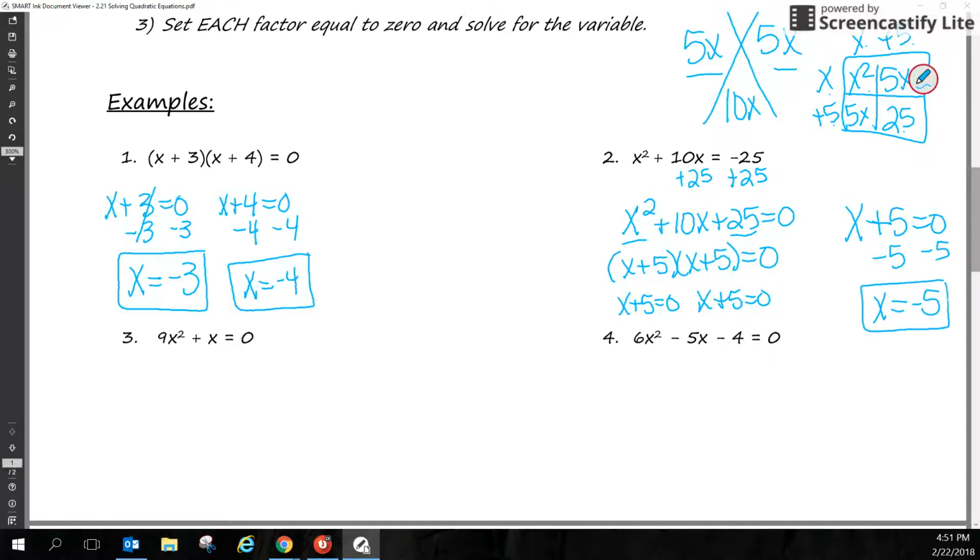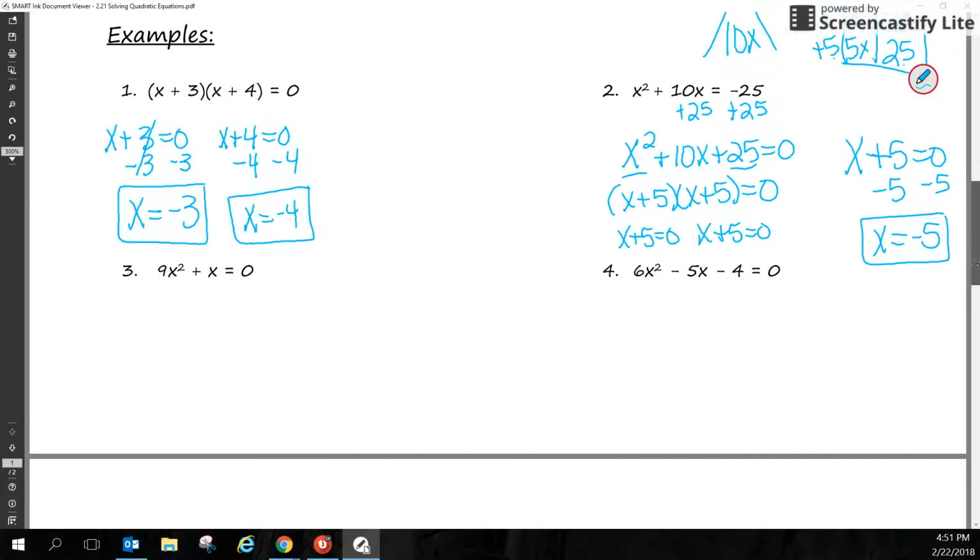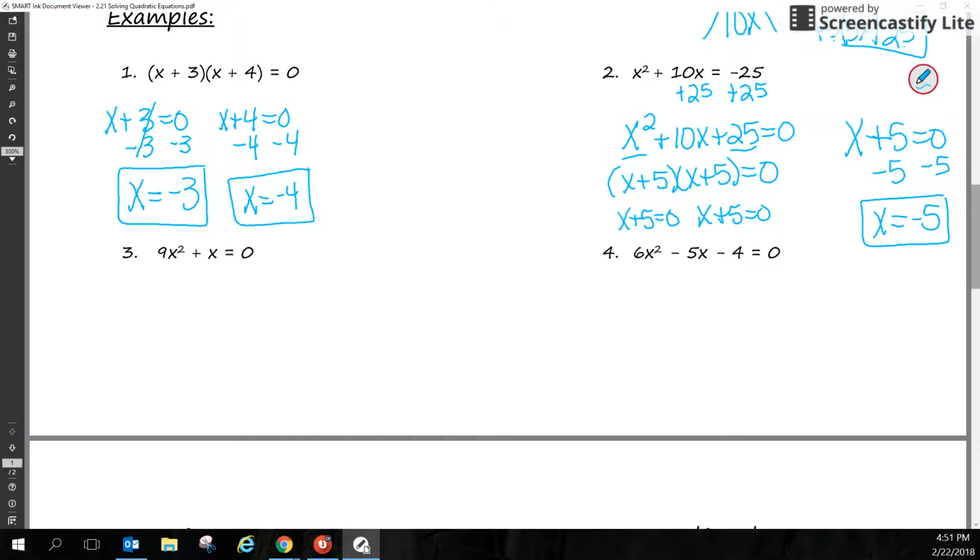All right, number 3. I've got 9x squared plus x. It is set equal to 0, so I don't need to do that part. I'm going to look at these two guys, and I'm going to look for a GCF. My GCF is going to be x. They both have x in common.